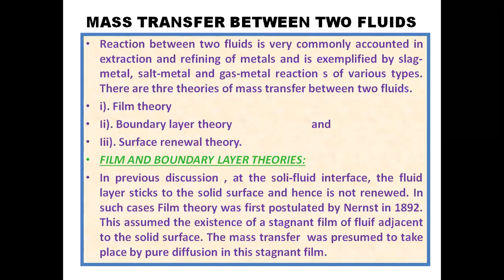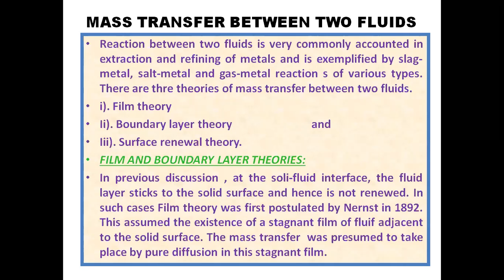Film theory. Just like, whenever we are considering reduction of iron ore, we are passing carbon monoxide. Carbon monoxide forms an envelope around the iron, a film forms. In film and boundary theories, at the solid-fluid interface, the fluid layer sticks to the solid surface and hence is not renewed. That particular layer is not renewed.